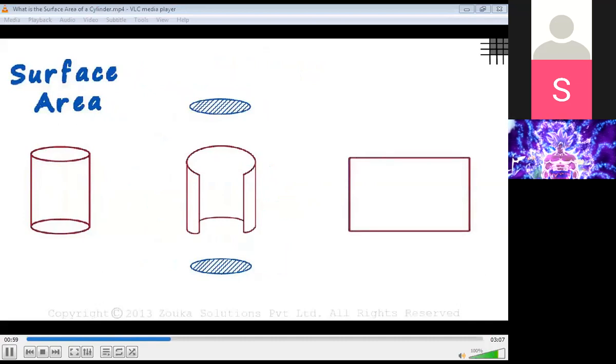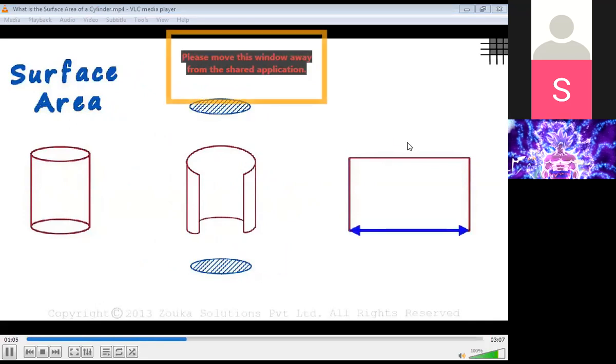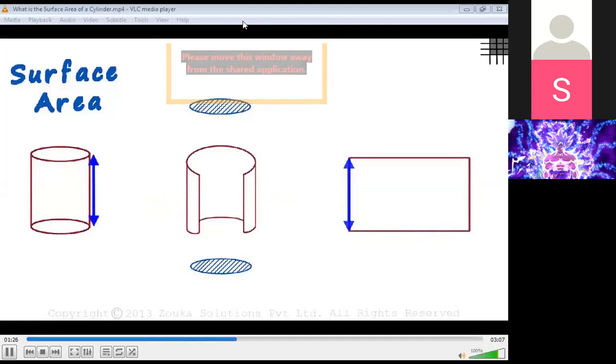There are a few questions we need to ask ourselves here. First, what is the length of the rectangle? And second, what is its breadth? If you look carefully, you will notice that the length of this rectangle is actually the circumference of the circular base, because all we did was pull this open. What about its breadth? Its breadth is the height of the cylinder.